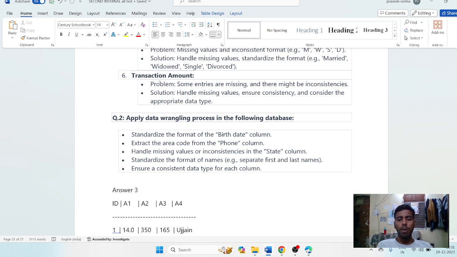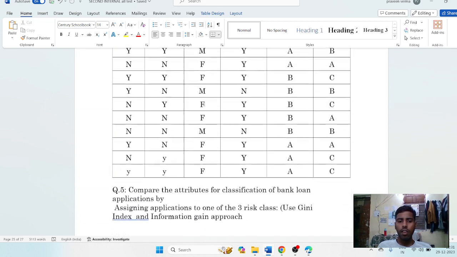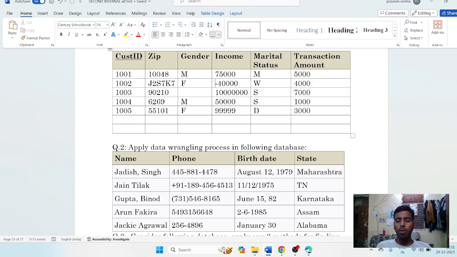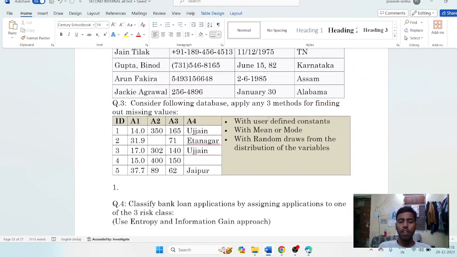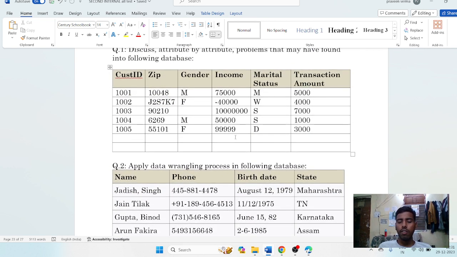Transaction amount. Problem: some entries are missing and there might be inconsistency. Solution: handle missing values, ensure consistency, and consider the appropriate data type. As you can see in question number 1, transaction amounts are like this. This is the problem, these are the solutions. Here we have learned how to interpret our data set and how to reconstruct the data set after removing the missing values and errors.